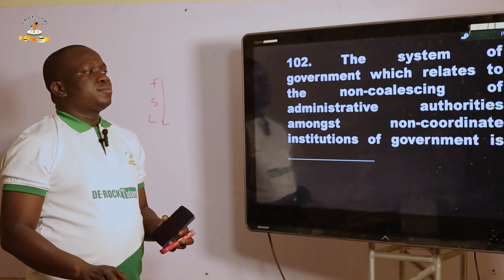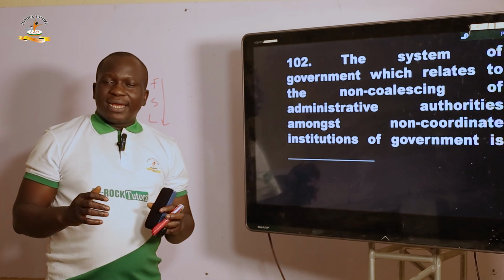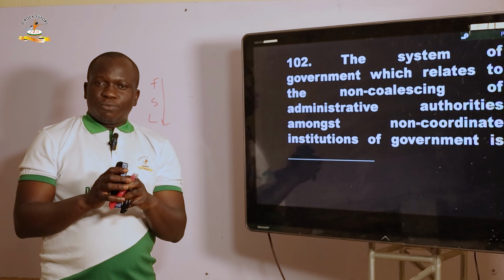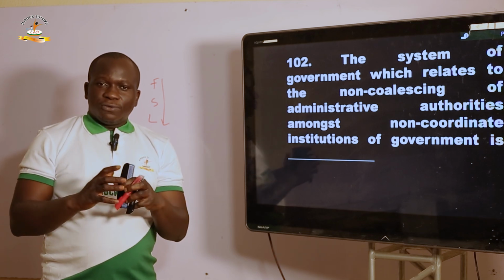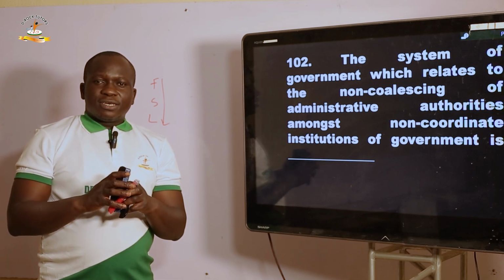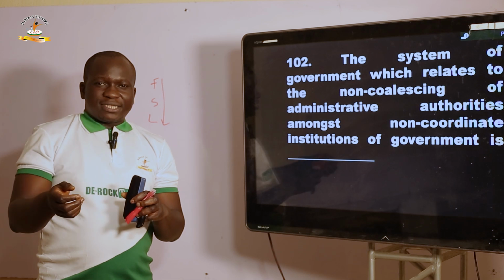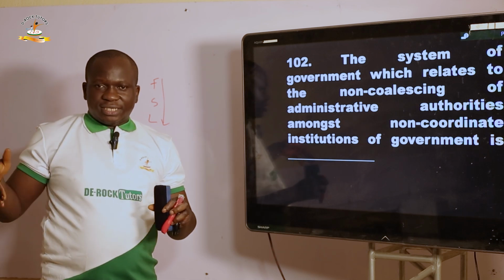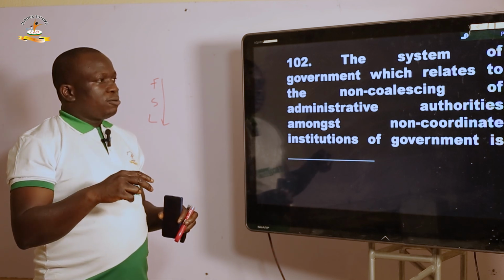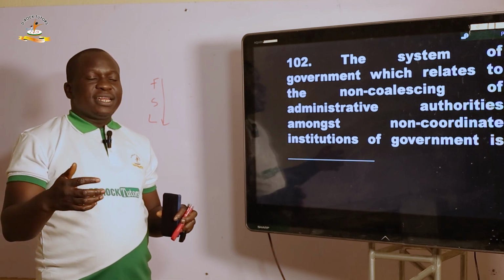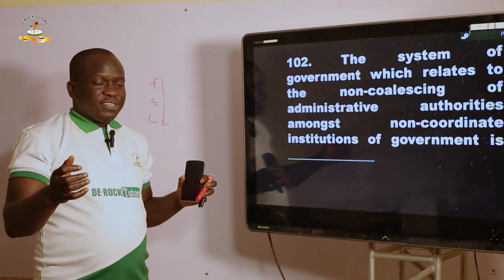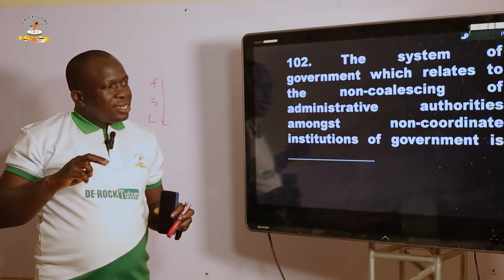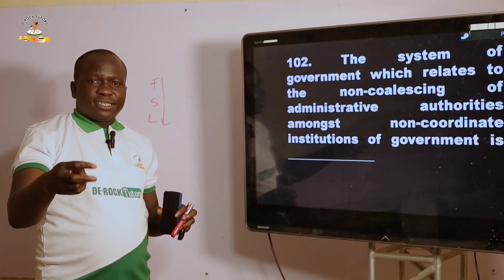Now, let's calm down. The question says non-coalescing. When you coalesce power, you place all powers in a single place, you join powers, you fuse powers. But when it is non-coalescing, it means it is not placed in a single place, it is divided, it is shared. So the question now becomes: the system of government which relates to the sharing or division of administrative authorities amongst, the question says, non-coordinate institutions.